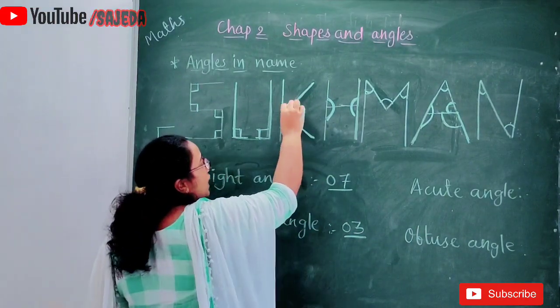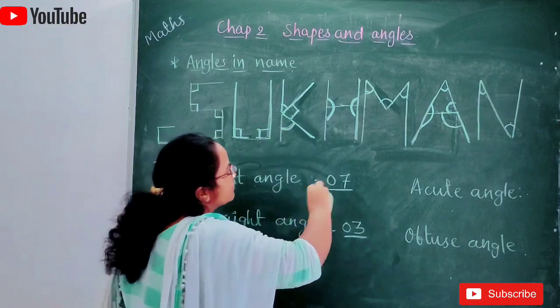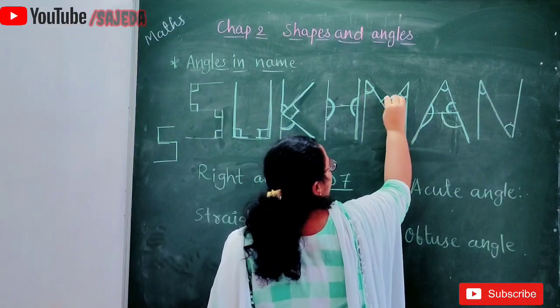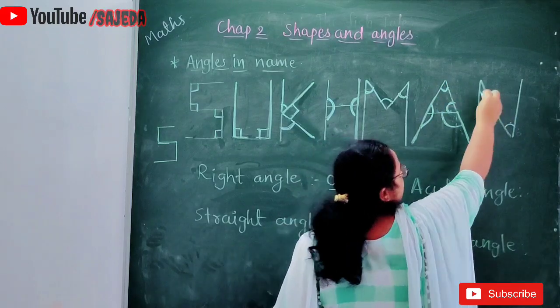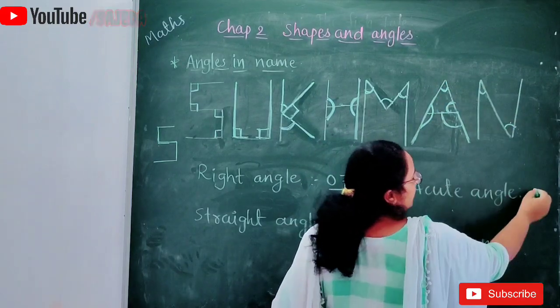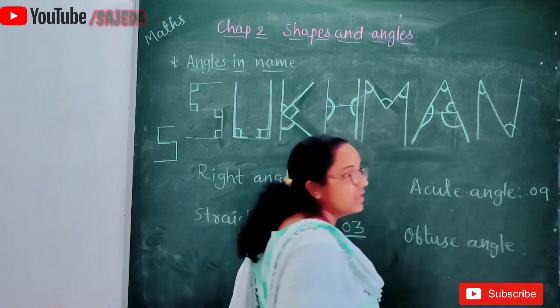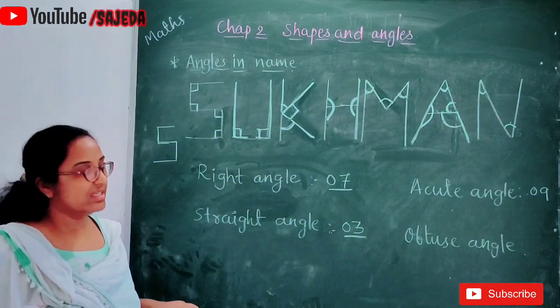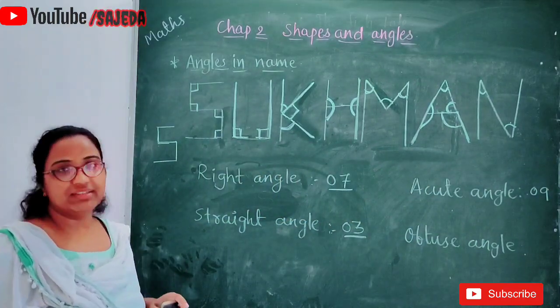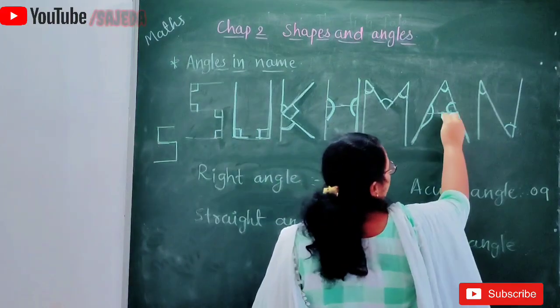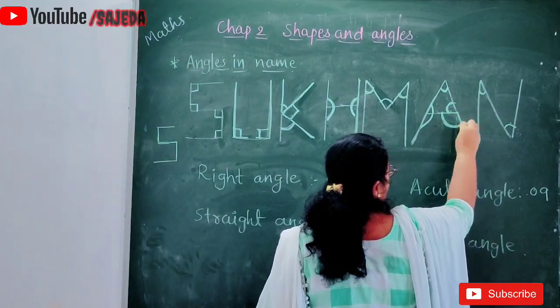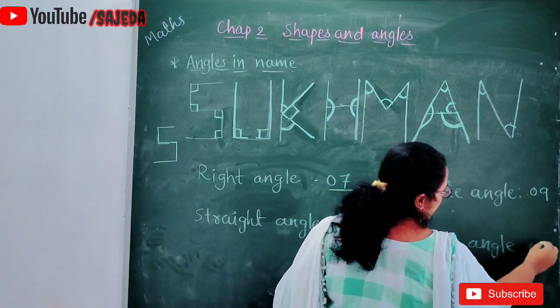So here are 1, 2, 3, 4, 5, 6, 7, 8, 9. There are 9 acute angles and an obtuse angle. In this name there is only 1 obtuse angle. It is here, so only 1.